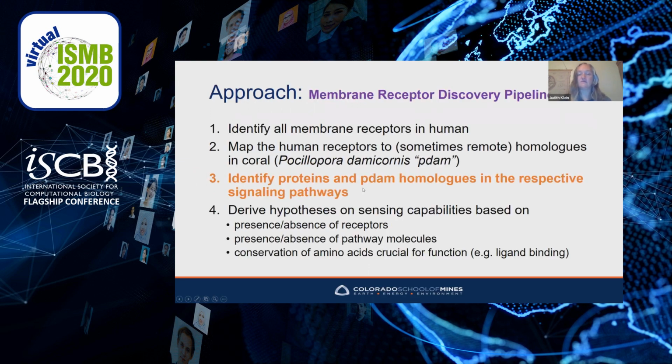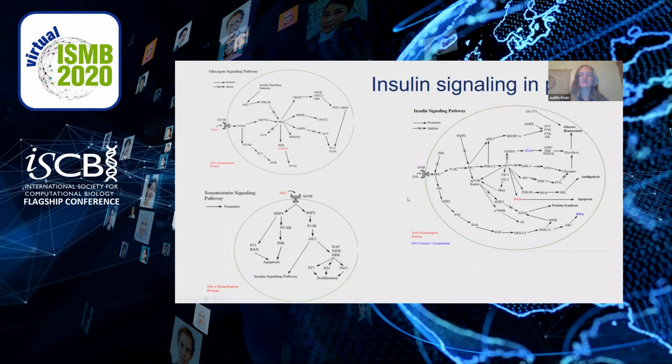So next, we looked at what are the proteins in the signaling cascades. And we've used the insulin receptor signaling pathway as an example. So we've retrieved all the PDAM homologs for the insulin receptor pathway, but we've also looked at 2 other pathways, the glucagon signaling pathway and the somatostatin signaling pathway, because these are known to be negative regulators of insulin signaling. Everything shown in black here means that there are PDAM homologs available. Everything shown in red is that we couldn't find a PDAM homolog.